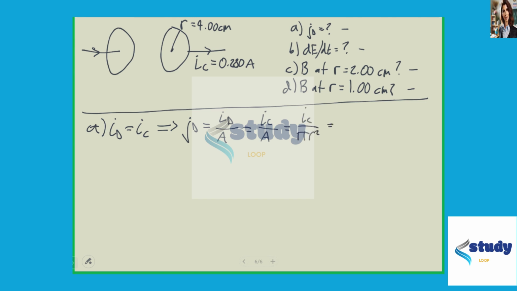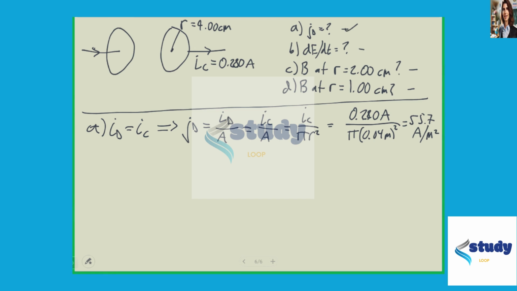So this is just 0.280 amperes divided by pi times 0.04 meters squared. And that's 55.7 amperes per meter squared. So that takes care of A.